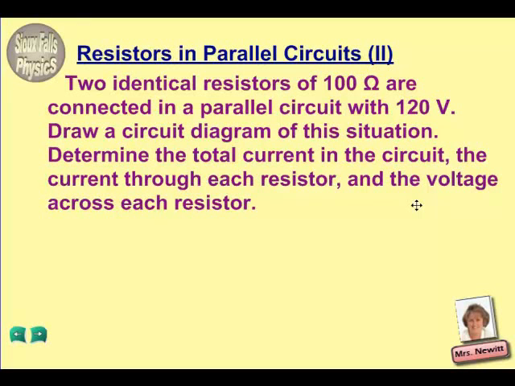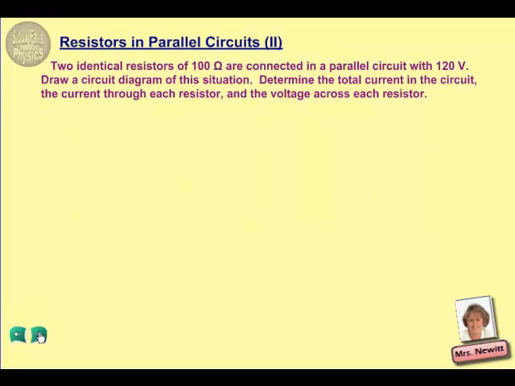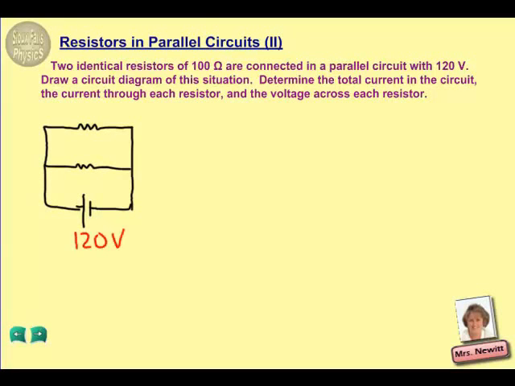This time we have 2 resistors, both of 100 ohms and attached to 120 volts. We have a nice little list of things to find, including a circuit diagram, total current, and amounts across each individual resistor. So we'll begin with the circuit diagram, and again for parallel circuits, we simply want to make sure to draw 2 individual pathways to the battery. And in this case, our power supply is 120 volts. Our 2 resistors are 100 ohms each.